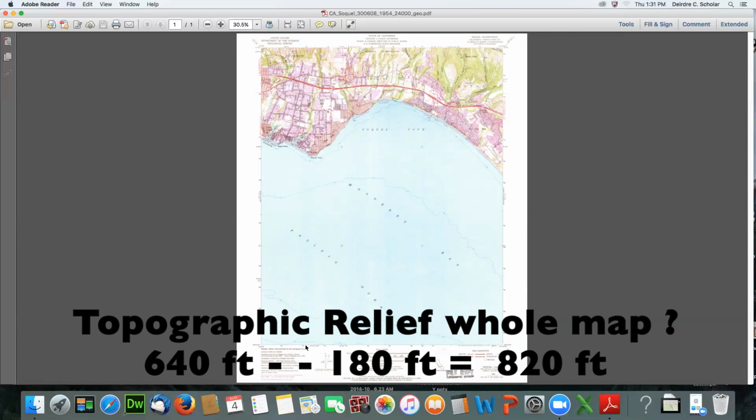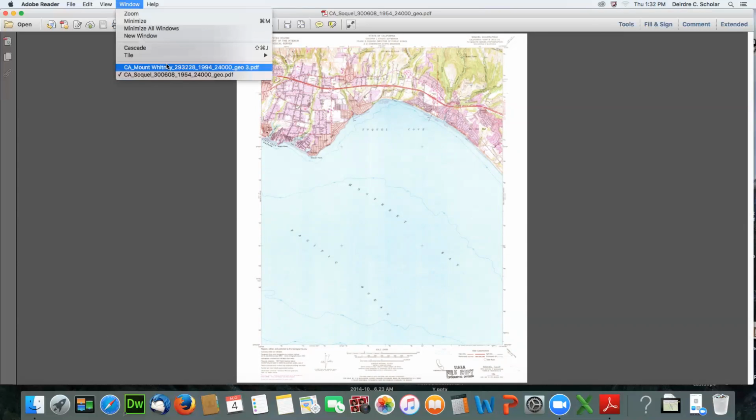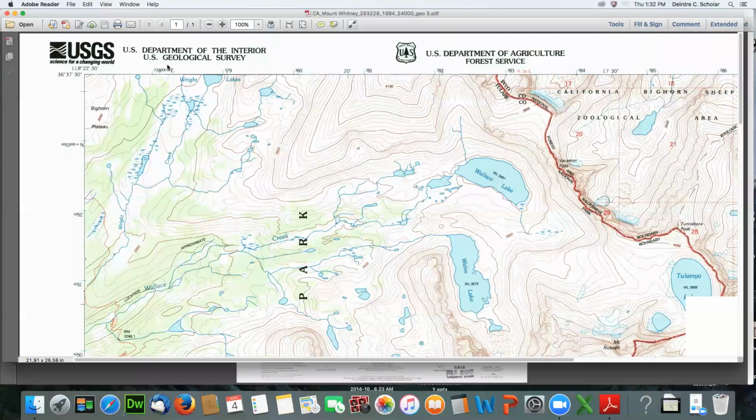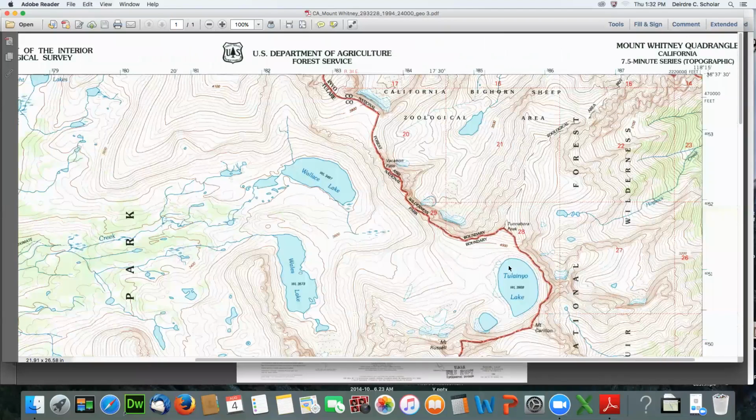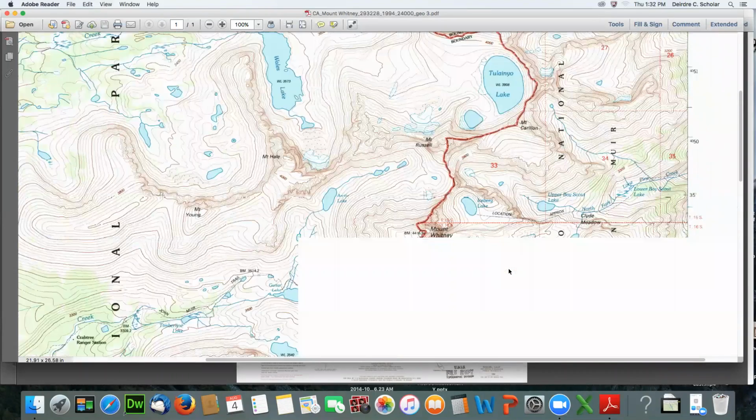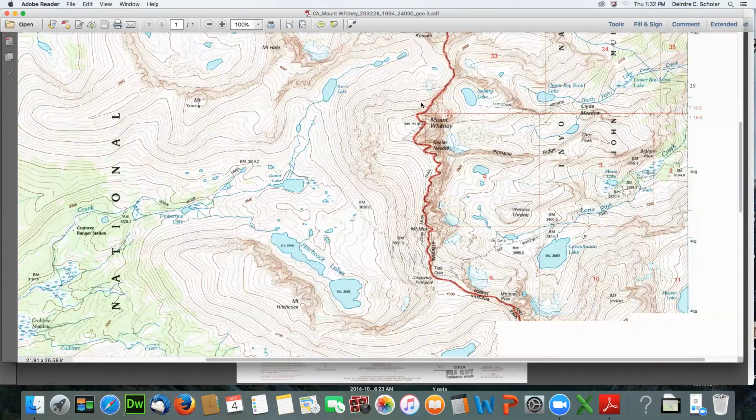That is interesting how that happens: when we have a value below sea level, a negative elevation, we have to add them. Okay, let's do the same for the Mount Whitney quadrangle. The really nice thing about the Mount Whitney quadrangle is that the name of the quadrangle is the name of the highest peak on the map. So right here, pretty much in the center, we have Mount Whitney.